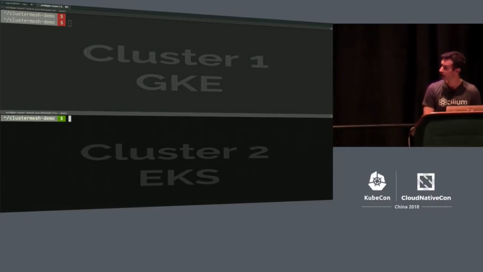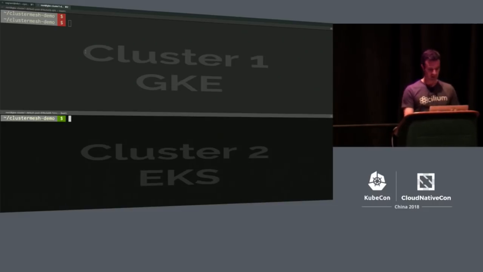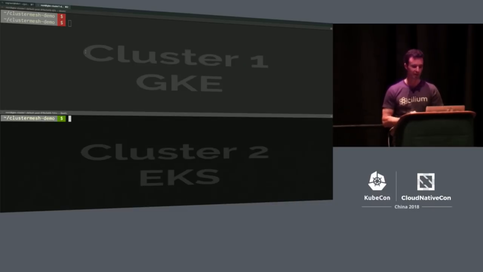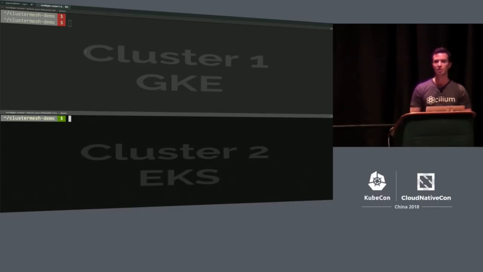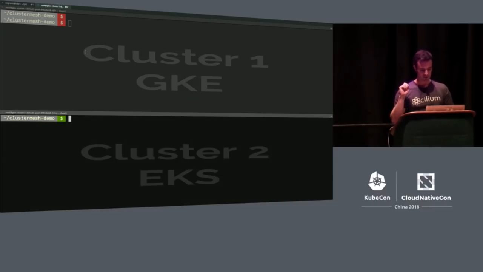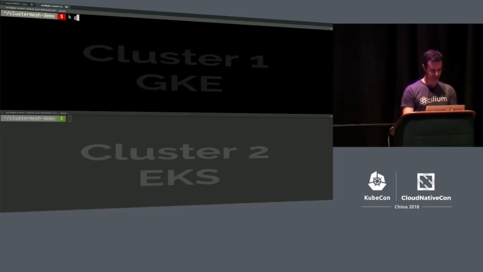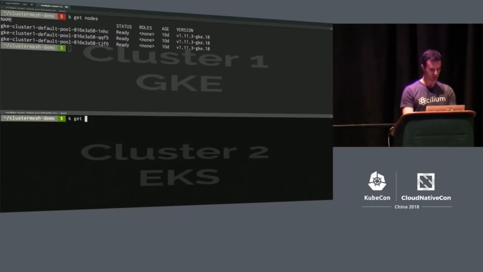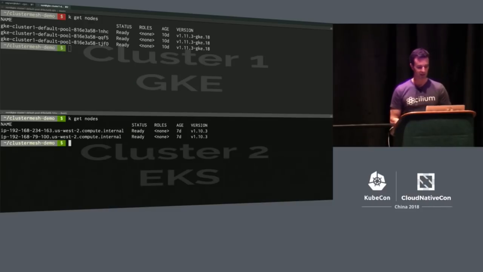So I'm switching tabs here, and you will see I have my terminal split. In the upper half is my cluster 1 running on GKE. On the lower half is cluster 2 running on EKS. And GKE is actually in Europe, and EKS is in the US. So I'm trying to make this as difficult as possible. Let's check whether we actually have connectivity to my cloud provider. Yes. Okay, it's a bit lagged, but I have 3 nodes running in GKE, and 2 nodes running in EKS.